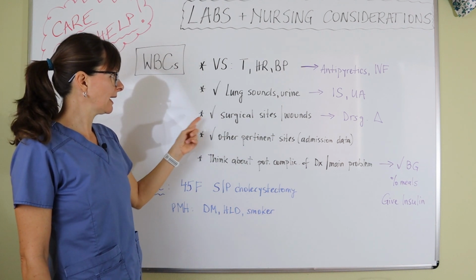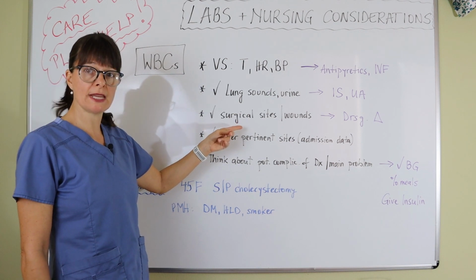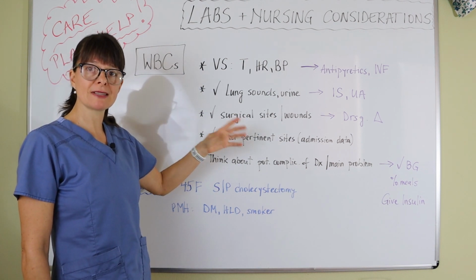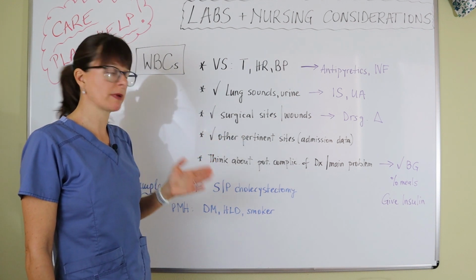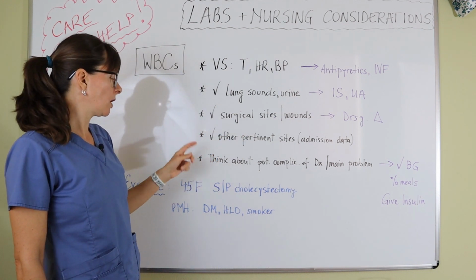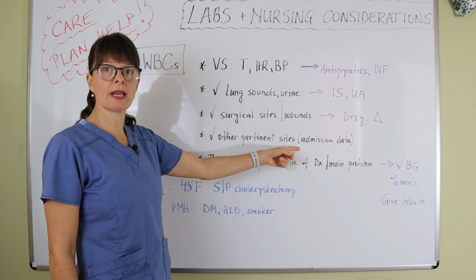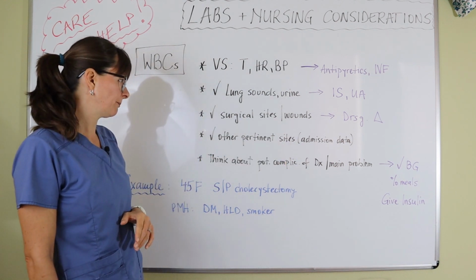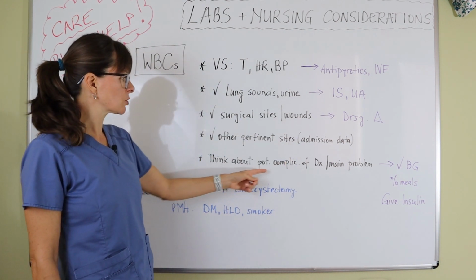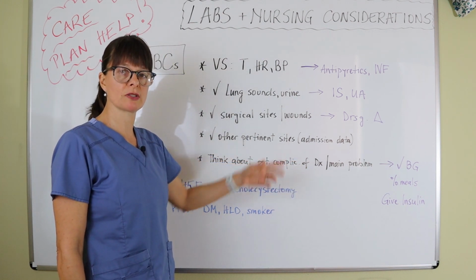And then we want to check any kind of surgical sites or wounds, and that includes drains and maybe burn injuries, any kind of skin breakdown that could be the cause for this underlying inflammation and infection. We always want to check other pertinent sites, so look at the admission data and see what else the patient might be at risk for given their past medical history. And then think about any potential complications of the diagnosis and the main problem that the patient is there for.